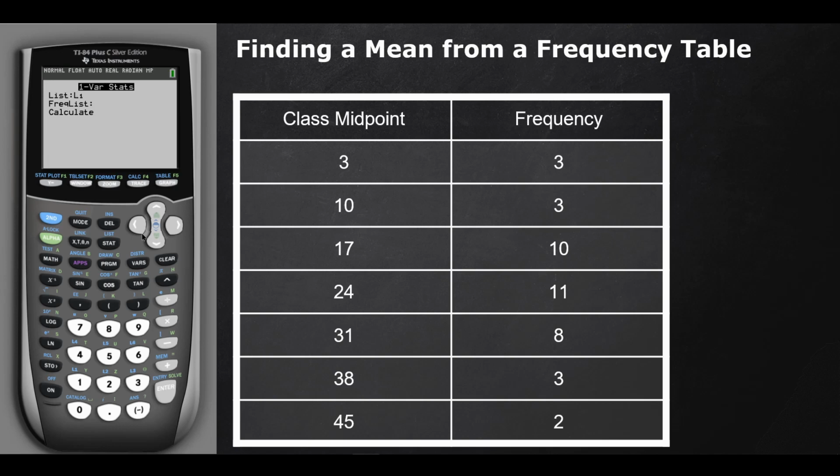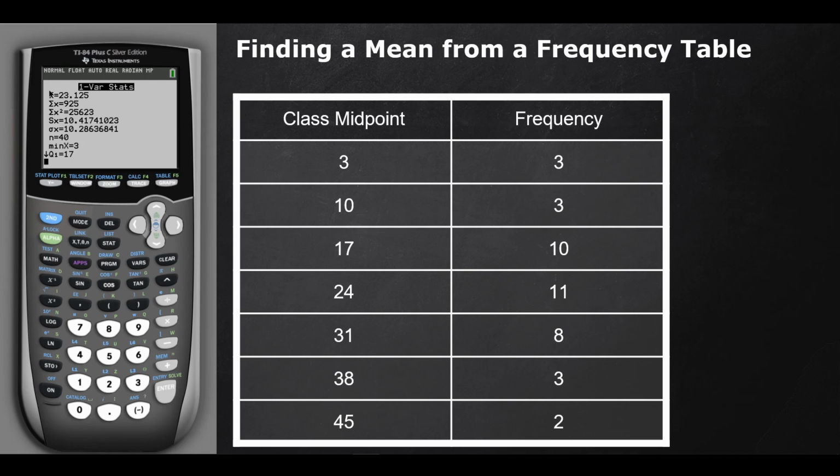So here we've got list, frequency list. Our regular list here will be the class midpoints, which we put in list 2. Our frequency list, that's what we put in list 3. So we go second and then 3, because it's got the list 3 right there. And the last thing we need to do is press calculate. And that's going to find the mean for us in an instant, which is really cool.